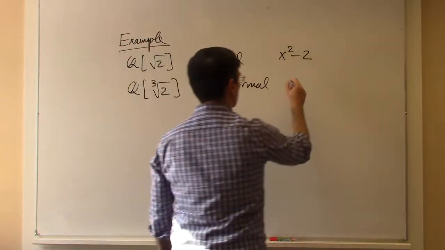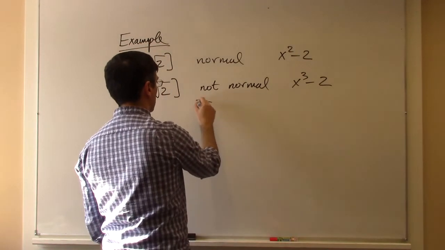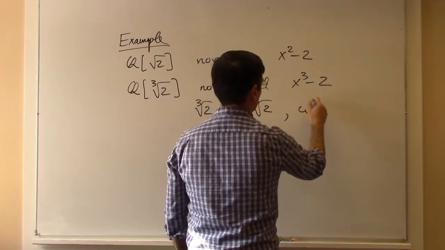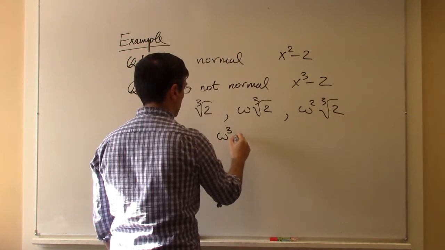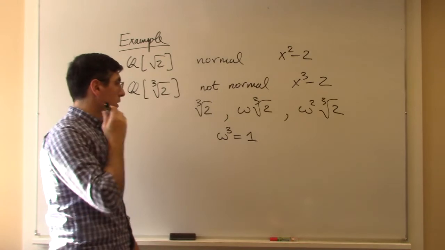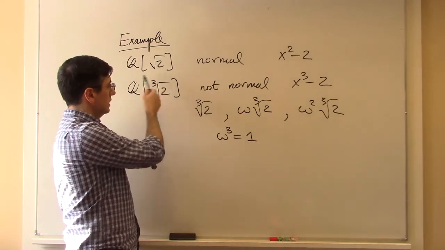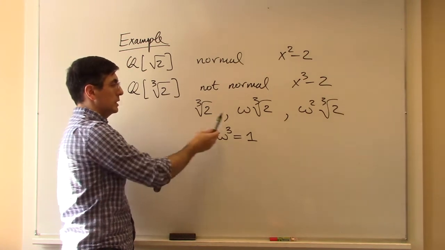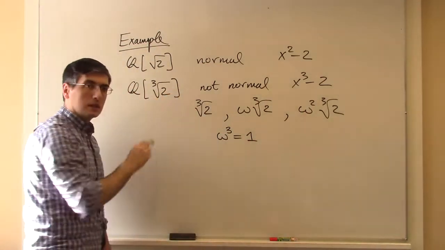Because the other two roots, the polynomial here is this one, and the roots are the cube root of 2, omega times the cube root of 2, and omega squared times the cube root of 2, where omega is the primitive third root of 1. Now, an easy way to see that this is not normal is to observe that this field is real. So it can be embedded into the real numbers, but omega is a complex number. So this root and this root are not in this field.